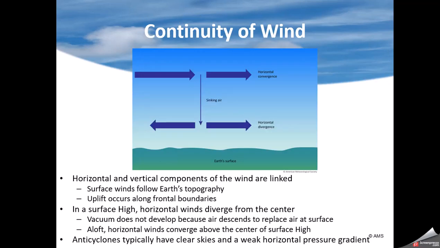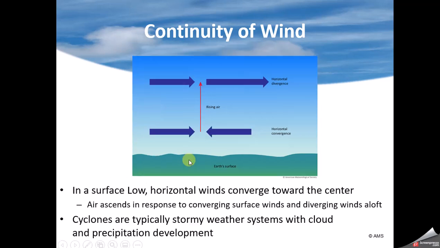Now there's a continuity to the wind. There are horizontal divergence and horizontal convergence. When wind is moving apart, there's divergence. When wind is coming together, there's convergence. And so if wind is coming together above you somewhere, then you have sinking motion downwards. You can wind up with divergence at the surface, where air will try to sink downwards.